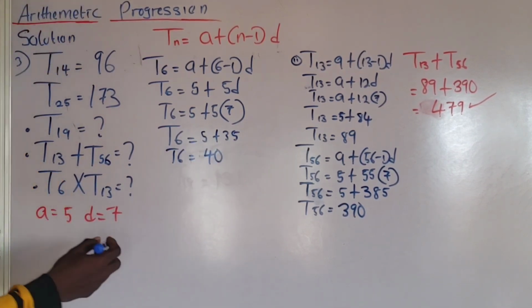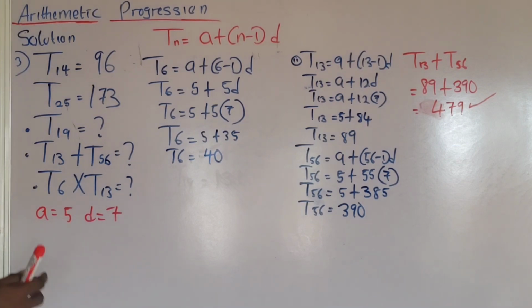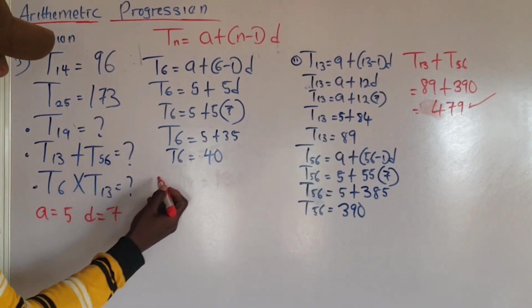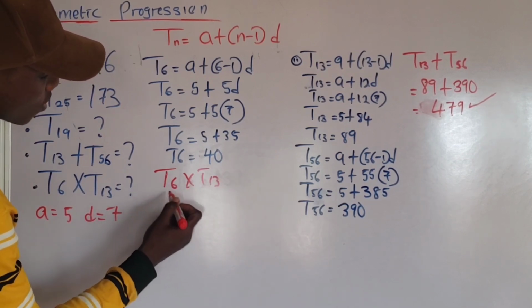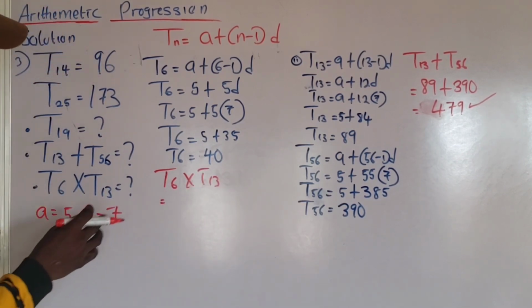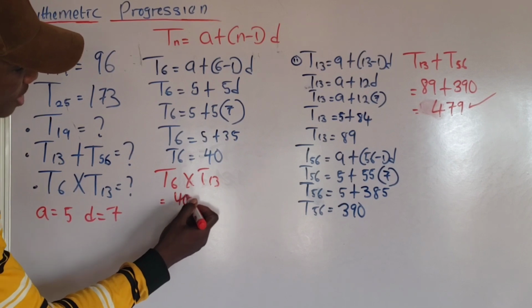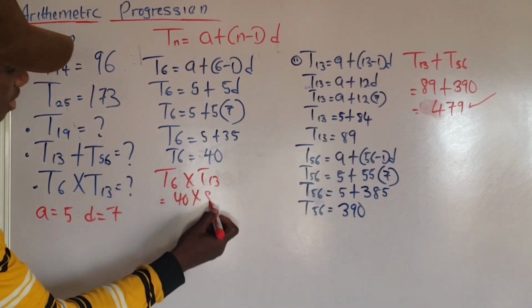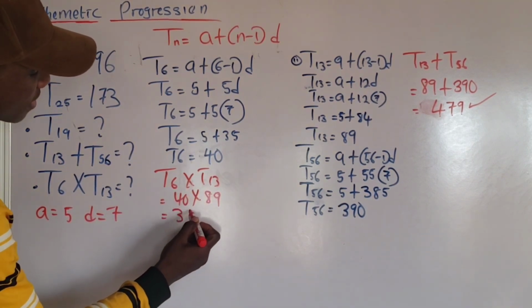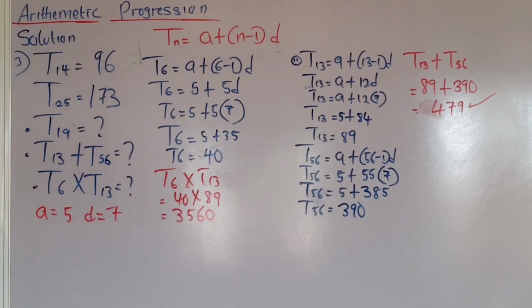You understand? Now, the product of the 6th term multiplied by the 13th term will be equal to, please pay attention, the 6th term is 40, so I'm going to have 40 multiplied by the 13th term, which is 89. So 40 multiplied by 89, that is 3,560. You can see how I simplified the question.